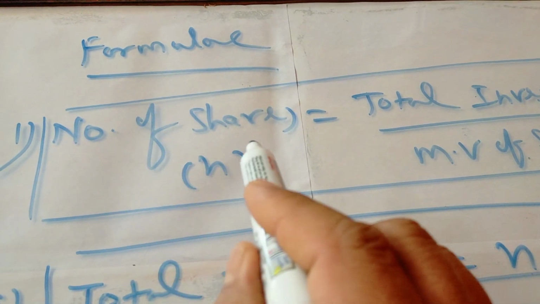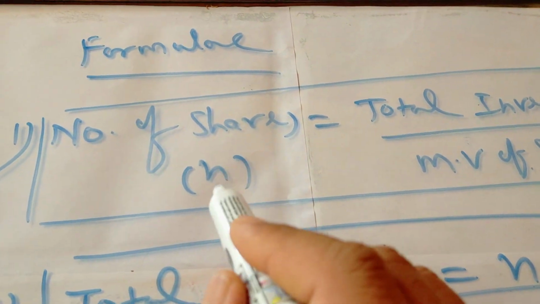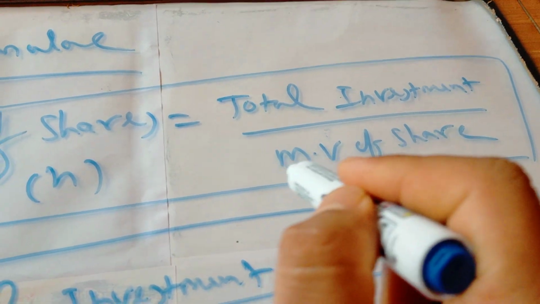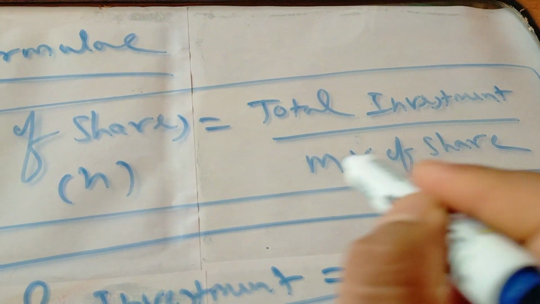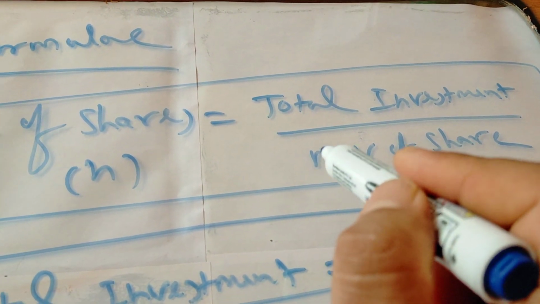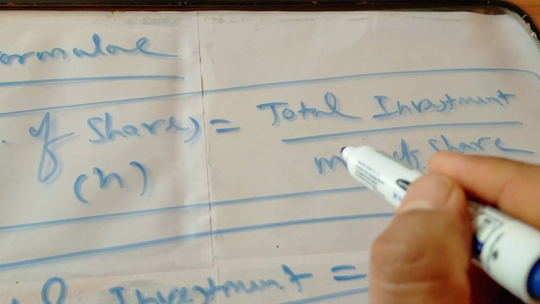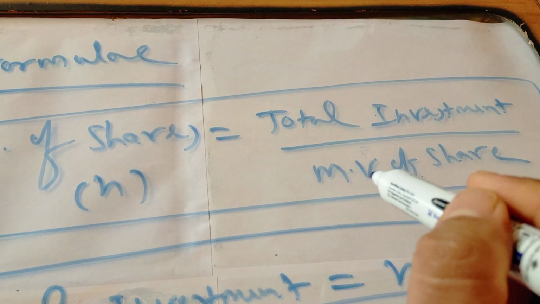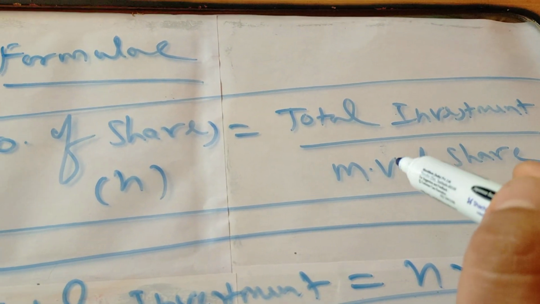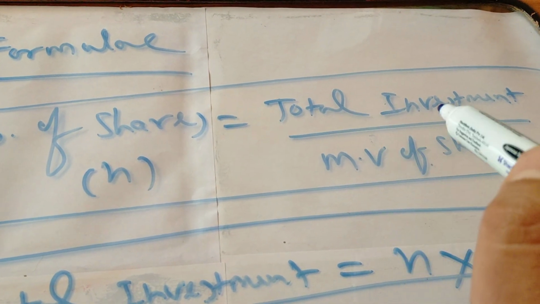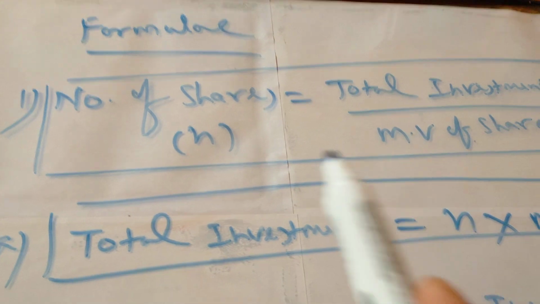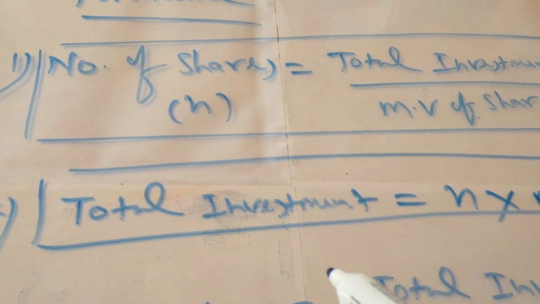For a particular number of shares, what you have to do is take the total investment of the shareholder divided by the market value of one share, because this value fluctuates according to market risk. Whatever amount he has invested, divided by the market value of one share, gives the number of shares. Okay, now from this formula you can get two more formulas.